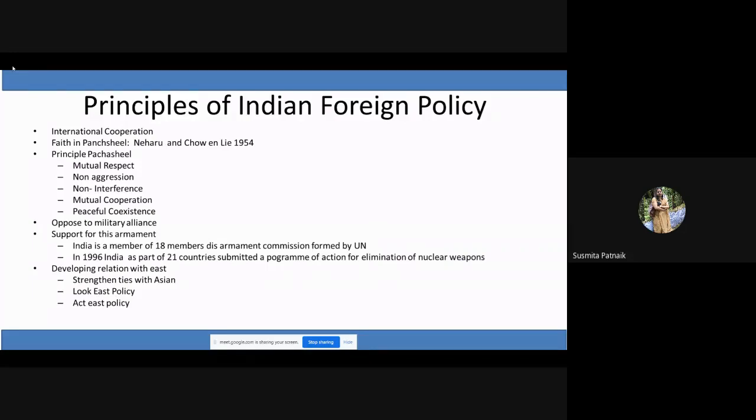And the next one is developing relations with the East. India says that maintaining good relationships only with the East is not the only objective of India's foreign policy. India should extend its foreign policy to the Southeast countries and to the East countries. For this purpose, PV Narasimha Rao adopted the policy called the Look East policy, whose objective is that it has expanded its relationship to the East countries.